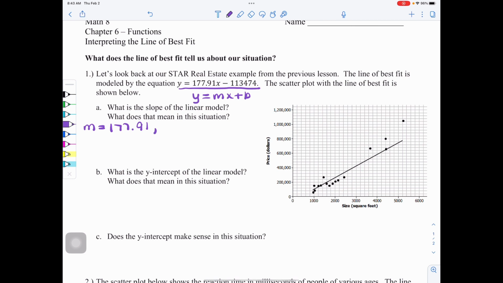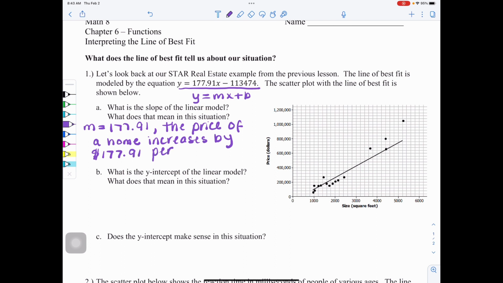So we are going to say the price of a home increases by that price. So that would be $177.91 per, so that's our y-axis. If we look at our x, it's square feet. So we'll say per square foot.